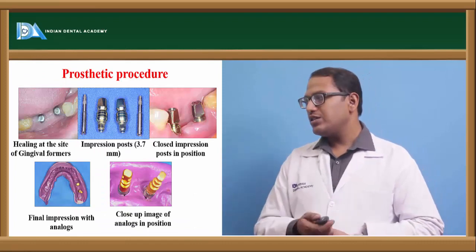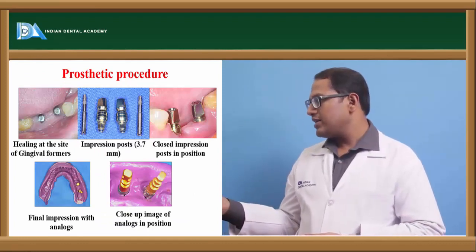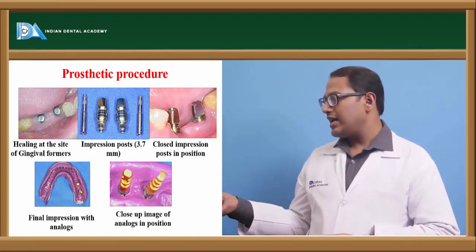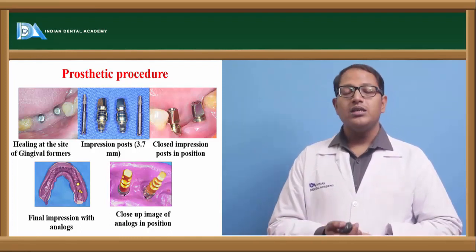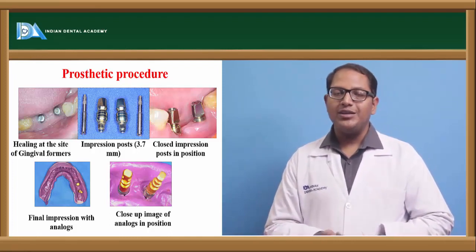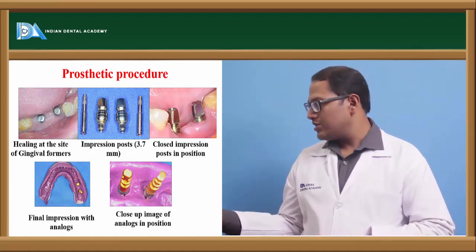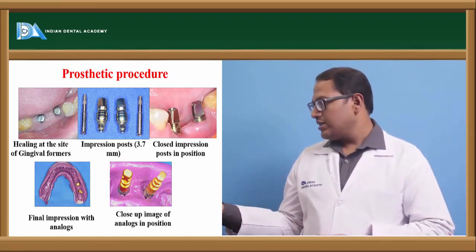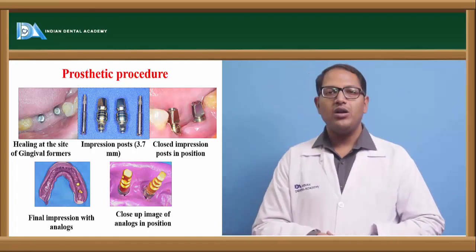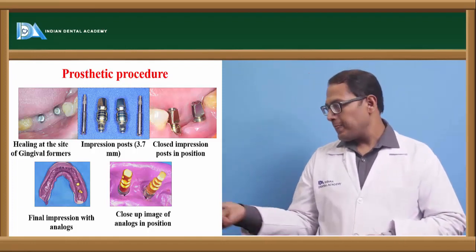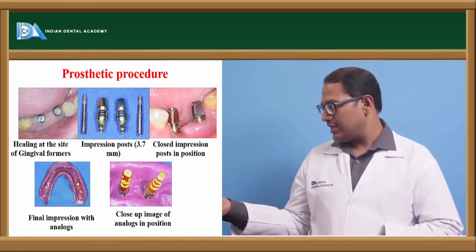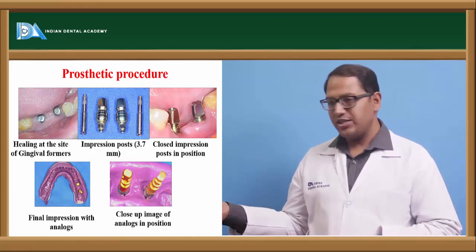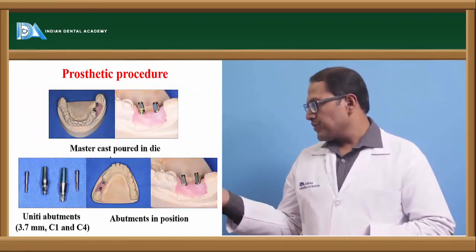Then prosthetic procedure, after healing at this stage with the gingival formers, we can see after removal of the gingival former, you place the implant posts and you make the impression. There are 2 techniques of making impression: an open tray technique or a closed tray technique. The one used here is the closed tray technique. You have different kinds of analogs for closed tray and open tray separately. These are the closed tray analogs. The open tray analog will have a cross like this on the top with more and wider serrations present.